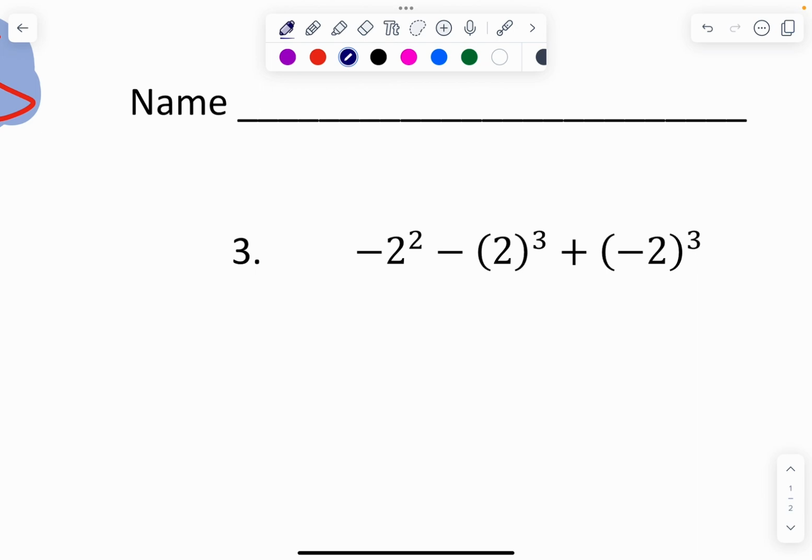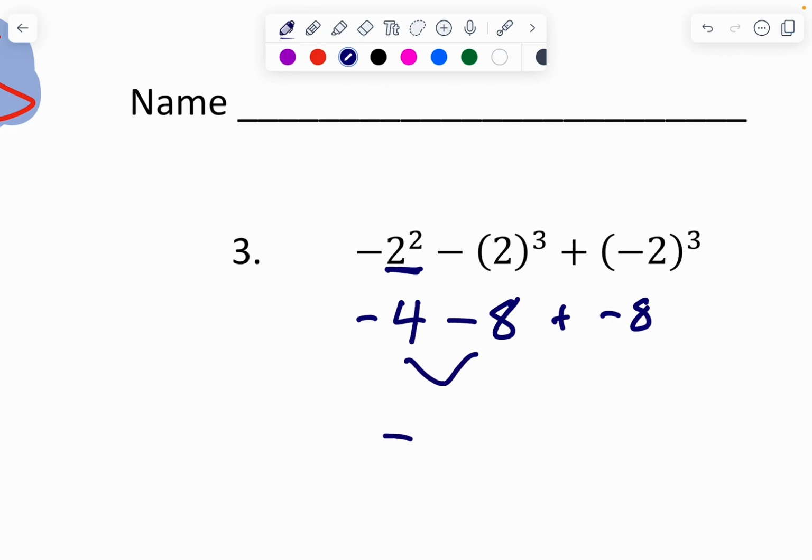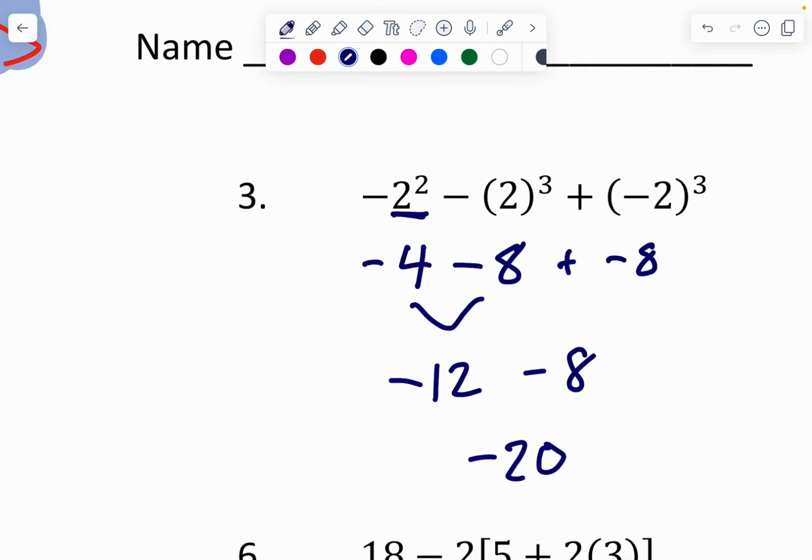Going along here, we got exponents. Be careful. The being in parentheses versus not being in parentheses does matter. This technically means 2 squared, which is 4, but then make it negative. Minus 2 cubed means 2 times 2 times 2, which is actually 8. Plus, and then -2 times -2 times -2 is really a -8, because 3 negatives make a negative, and 2 times 2 times 2 is 8. And when you combine these, subtraction, you get -12 plus a -8, which means -8, and then you get -20.